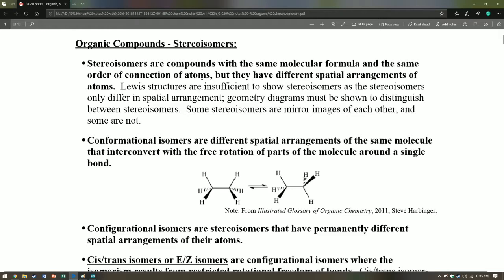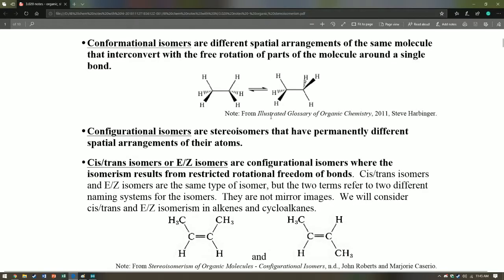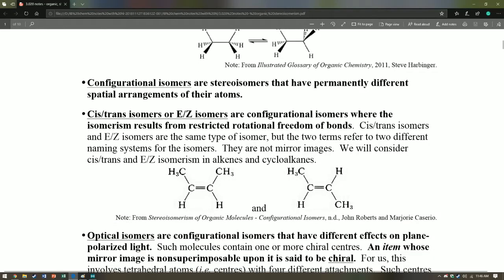One type of stereoisomer is conformational isomers, which are different spatial arrangements of the same molecule that interconvert by free rotation of a single bond. So, bond rotations cause, say, this particular conformational isomer to form rather than this one. Whereas configurational isomers are stereoisomers that have permanently different spatial arrangements of their atoms.